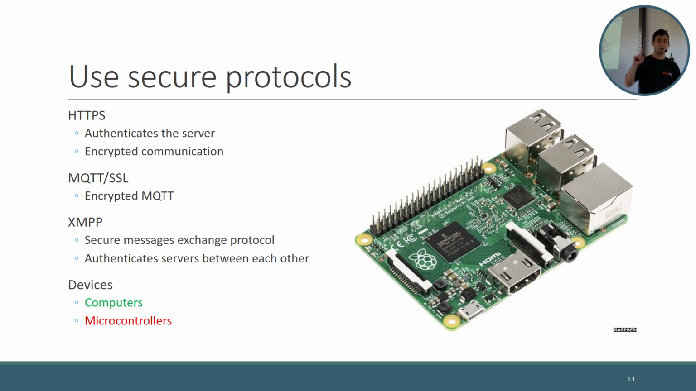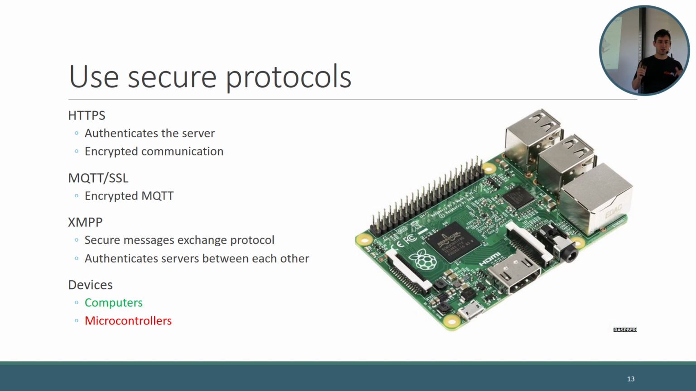In contrast with a lot of other protocols like Internet Relay Chat or even email. Email sends messages from server to server, but usually without authenticating the server. XMPP makes sure that if it contacts another server, it's actually the server that it wants to contact and not a fake one. When it comes to devices, if you connect to the internet, use a computer, not a microcontroller.